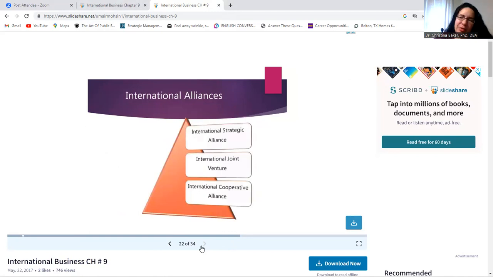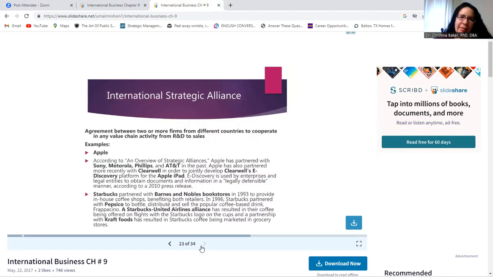We have international strategic license, international joint venture, and international competitive alliance. An international strategic alliance is an agreement between two or more firms in different countries to cooperate in any value chain activity, such as R&D or sales.